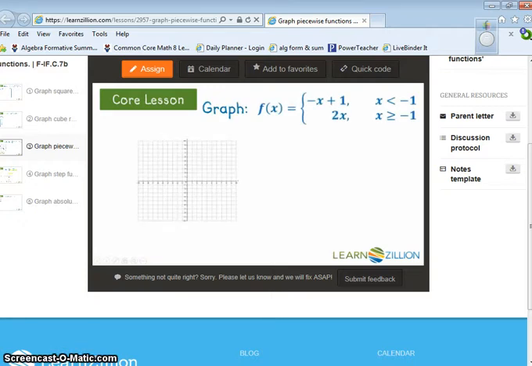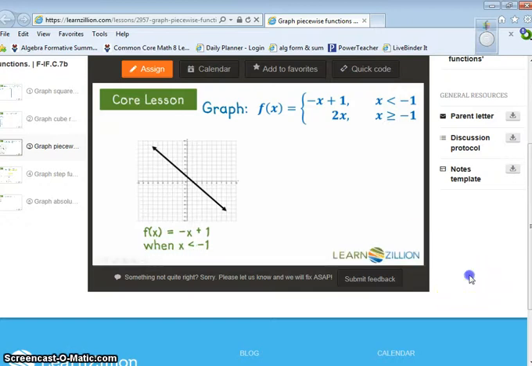We want to graph our piecewise function. The first thing we do is to graph the first part of the function, which is f of x equals negative x plus 1 when x is less than negative 1. This is the graph of the function f of x equals negative x plus 1. We had our y-intercept at 1, so we started there, and then we had a slope of negative 1, which is down 1, right 1 from our y-intercept.